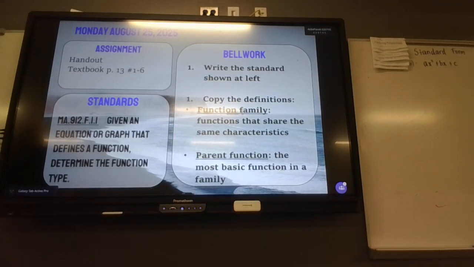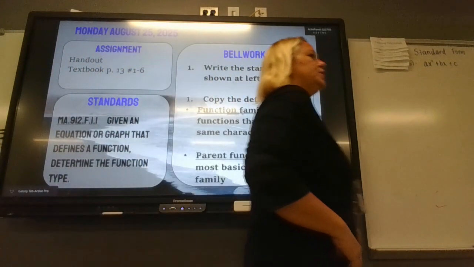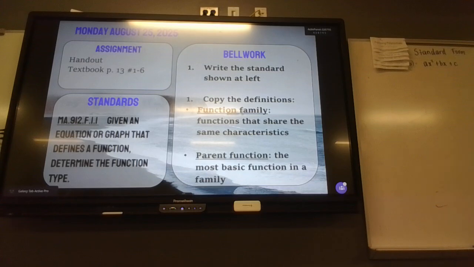All right, today we're going to be talking about function families. Families of functions. Who knew equations belong to a cute little family?